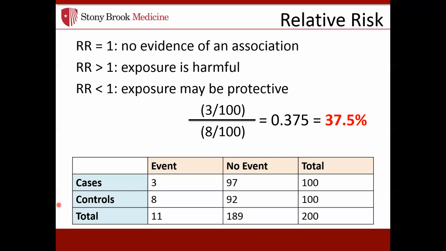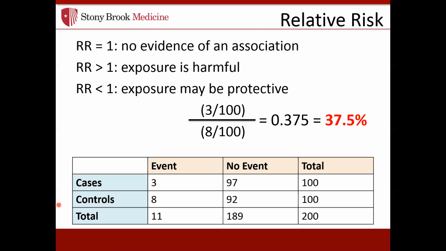How do we interpret relative risk? So if relative risk is equal to 1, there's no evidence of an association to the event or exposure. If the relative risk is greater than 1, then that exposure is potentially harmful. If the relative risk is less than 1, then the exposure may be protective.